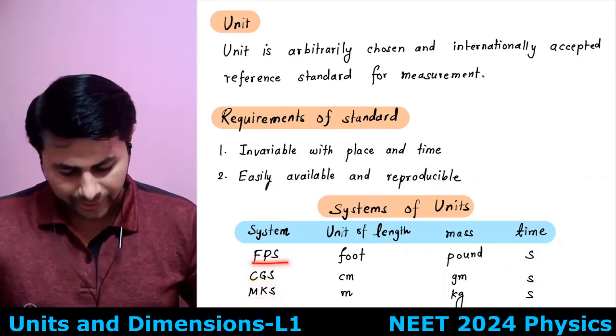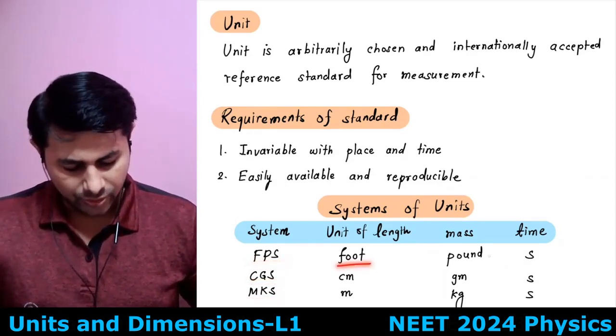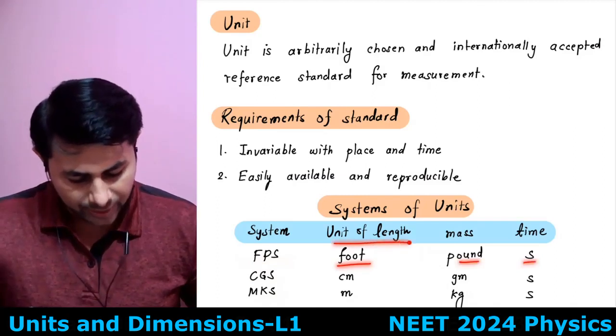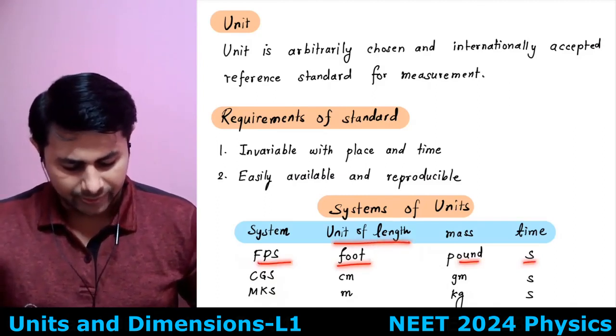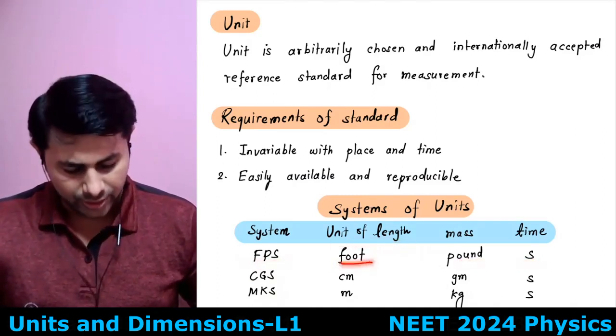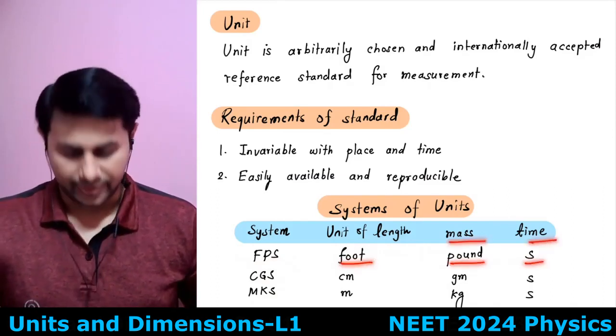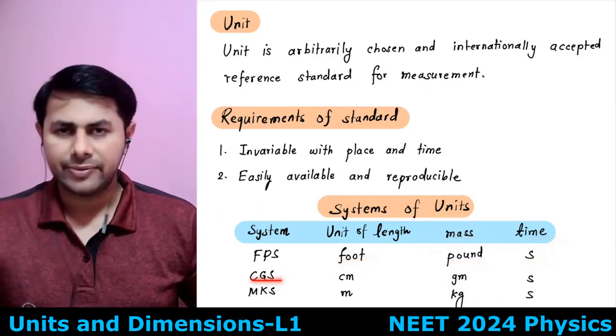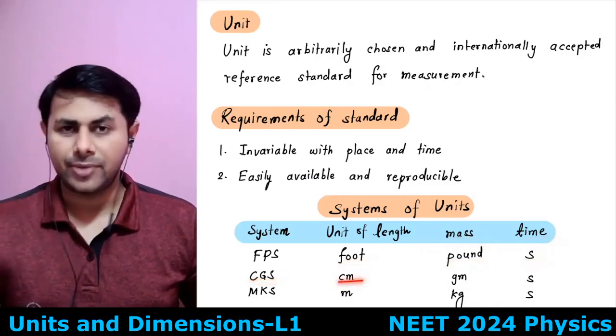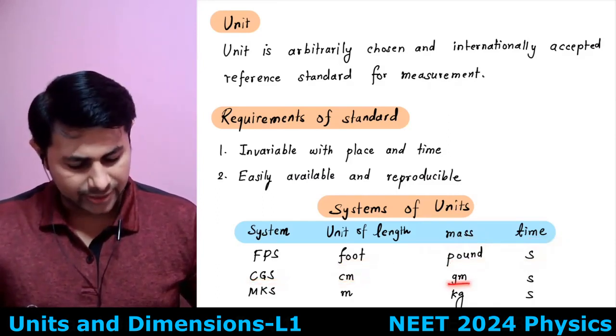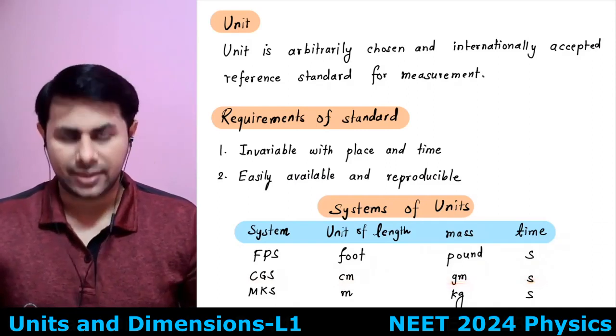So what is FPS? It is foot pound second. So the unit of length in this FPS system is foot, the unit of mass is pound, and the unit of time is second. Then the other system was CGS. The unit of length is centimeter, unit of mass is gram, and unit of time is second.